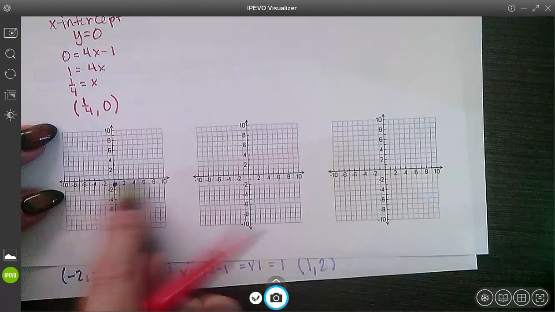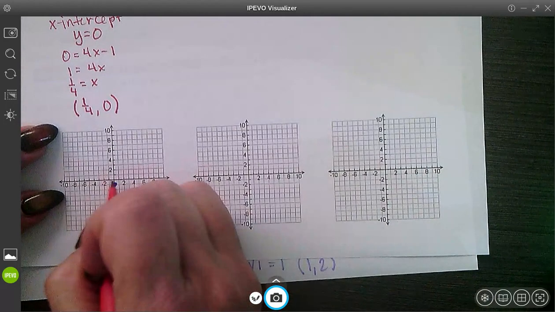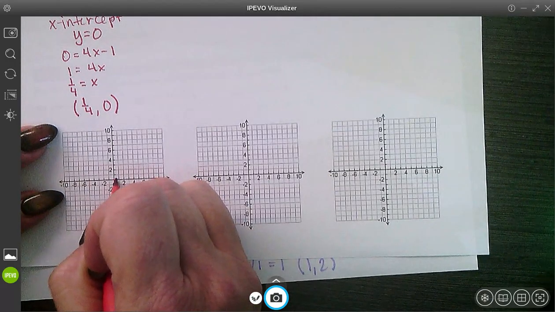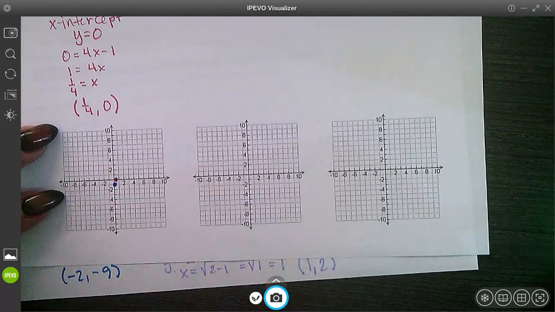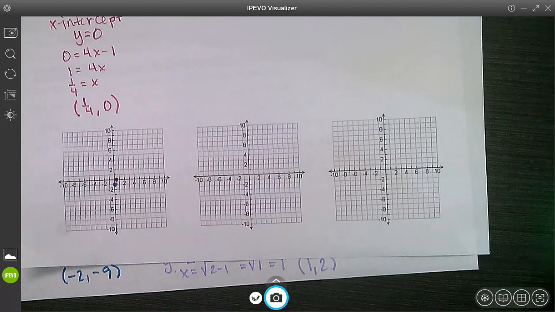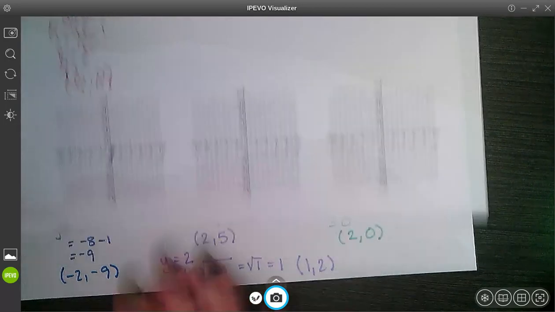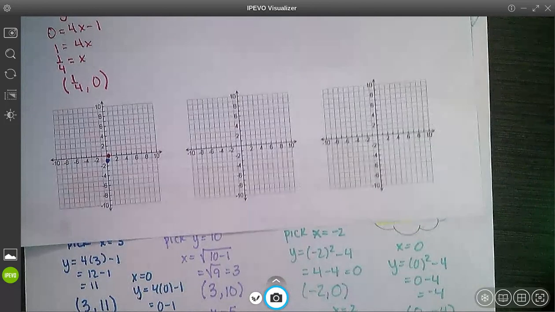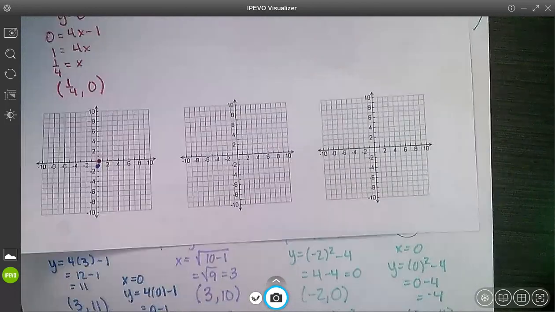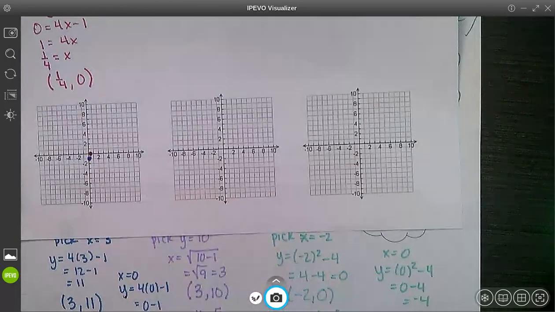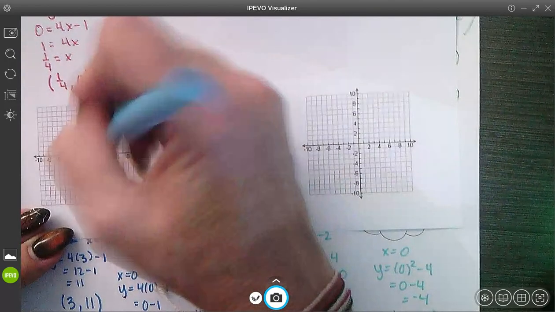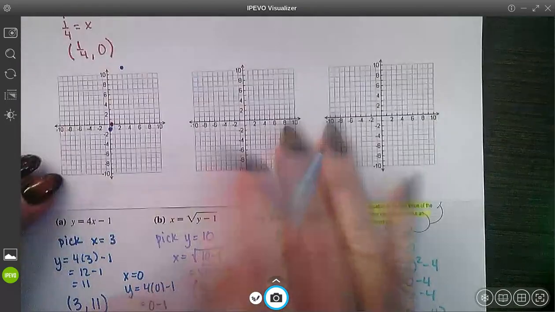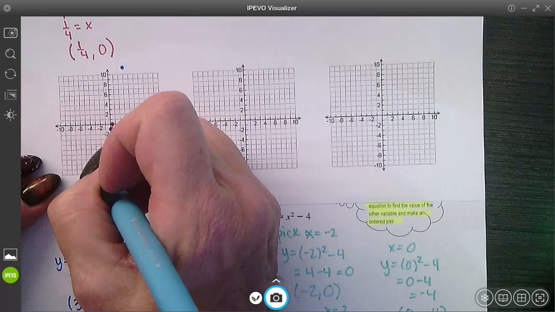Which means I'm going to go left and right by 1/4, which is tiny, and then up and down by 0, so that intercept is super close in right there, super close to the other point we just put. And then we found 3 other ordered pairs over here. Actually, one of them repeated. We found (3, 11) and (-2, -9). So from before, we had 3 over, 3 up 11 to right here, and (-2, -9) down here.